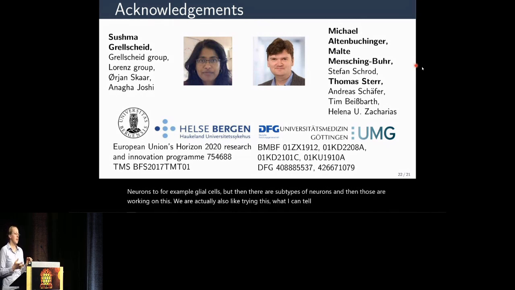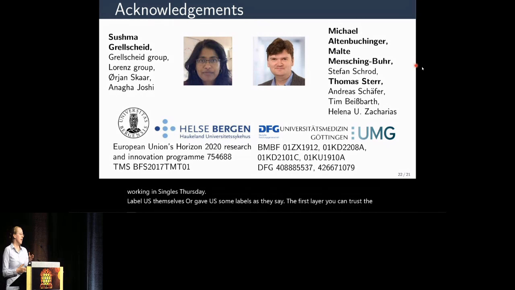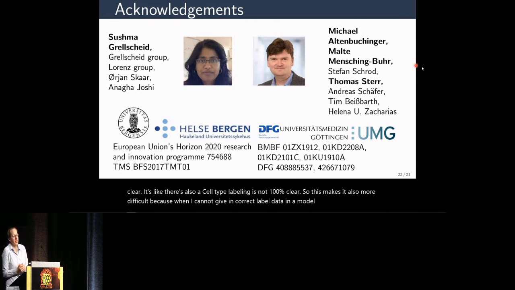What I can tell you is it's getting more difficult when you have similar cell types, and then you would need more genes, so it's getting more computationally demanding. The problem is also, as we talked about with some people at Oslo University who work with single cells, they gave us labels and said the first layer you can trust, the major setup, and the next level you can also trust, but at the third, it's not clear. The cell type labeling is not 100% clear. This makes it more difficult, because when I cannot give correct label data to a model, it cannot learn perfectly.